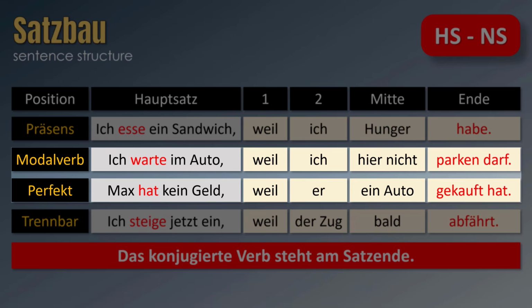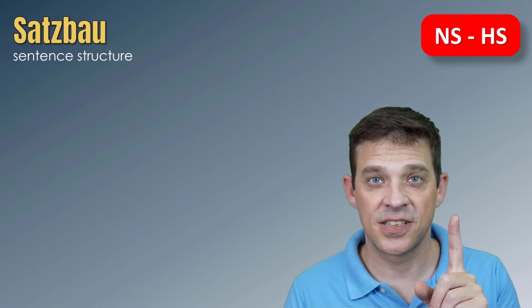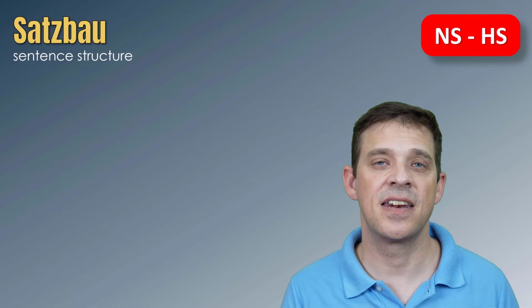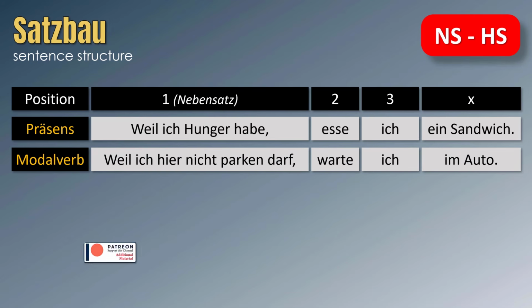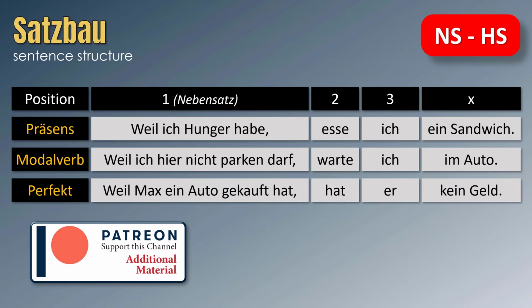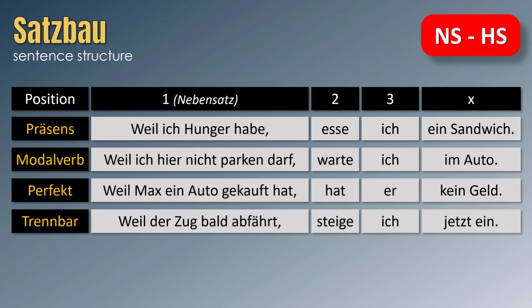Again, for the examples with modal verb and perfect, you have two verbs, but the conjugated one, which is the modal verb for modal verbs, and the auxiliary verb, haben or sein, for perfect tense, is in the last position. Now let's change it. We start with NS, Nebensatz, and then HS. Präsens: weil ich Hunger habe, esse ich ein Sandwich. Modalverb: weil ich hier nicht parken darf, warte ich im Auto. Perfekt: weil Max ein Auto gekauft hat, hat er kein Geld. Trennbar: weil der Zug bald abfährt, steige ich jetzt ein.